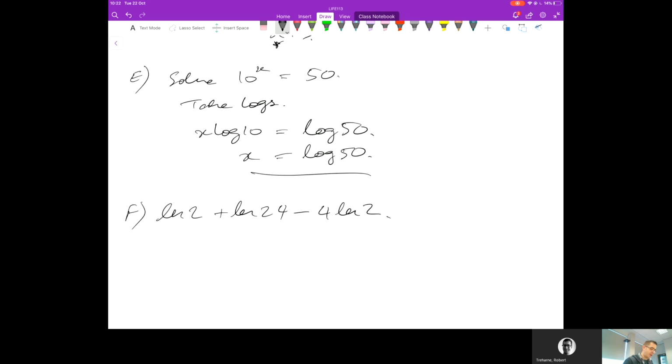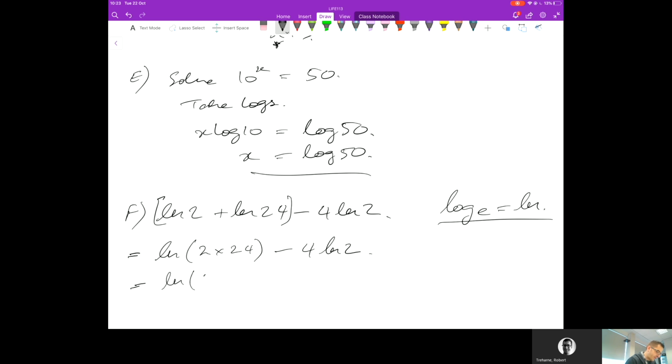Okay, so I'm going to collect these terms using the rules. Now I think I'm going to do it piecewise, right? So let's collect these two first. So I know that I can use my simple addition rule for logs, even though the natural logarithm ln is log to the base e. Log to the base e equals ln. Okay, so let's add those. So that's the same as saying ln of 2 times 24, minus 4 ln2. That's equal to ln of 48 minus 4 ln2.